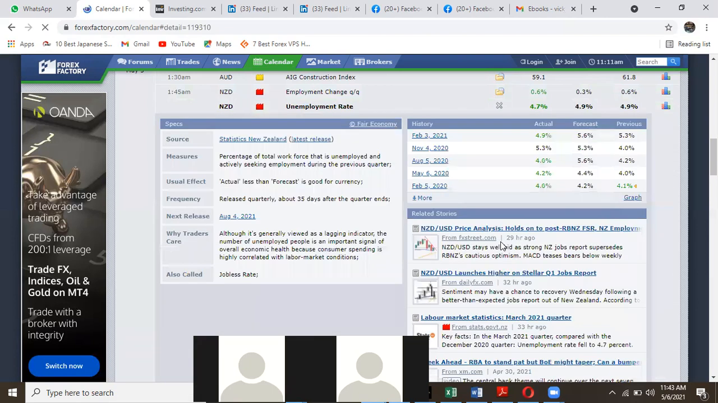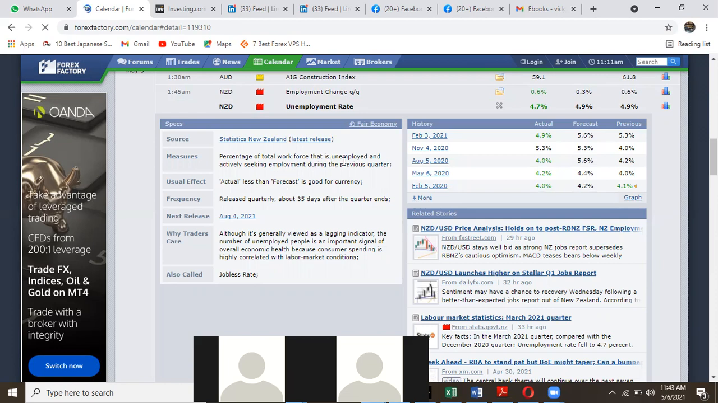So look again, the forecast was 5.6, previous was 5.3. I hope guys you can see, but the actual came as 4.9. So that means it was lower. Can you see it was lower than the 5.6? That means at least the unemployment rate is going down. That means this is good. So actual less than forecast is good for the currency.